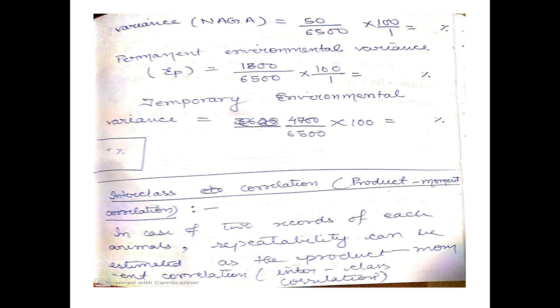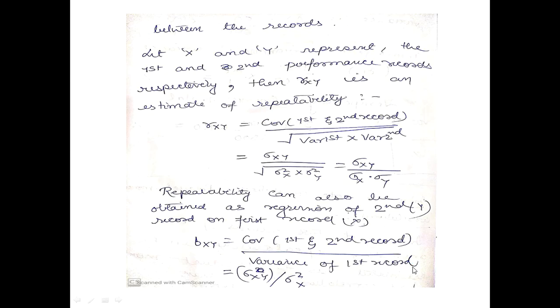Now another method for calculation of repeatability is intra-class correlation, which is the product moment correlation. In case of two records of each animal, repeatability is estimated as the product moment correlation. Suppose X and Y represent the first and second performance record respectively, then RXY is an estimate of repeatability.